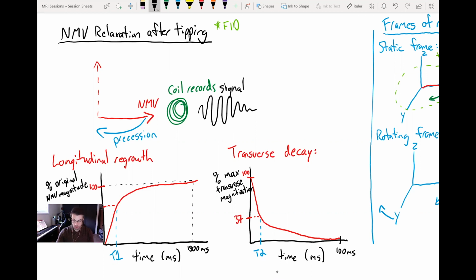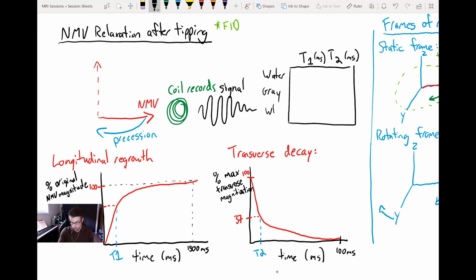Let me give you some actual values for different tissues, which again, we can get into why this matters later. I'm just going to draw a box up here with some example T1, T2 times. So T1 time and T2 time, and again, these are in milliseconds. And then we're going to say we have water, gray matter, and white matter in the brain.